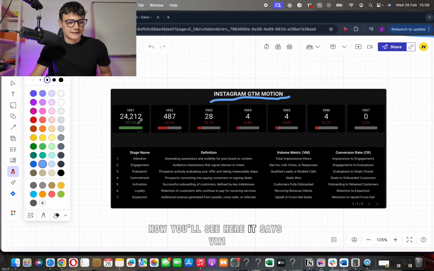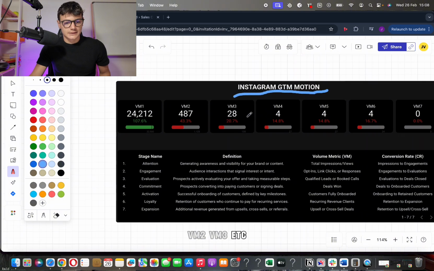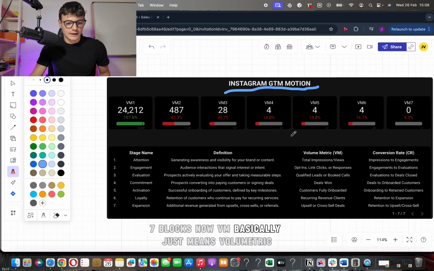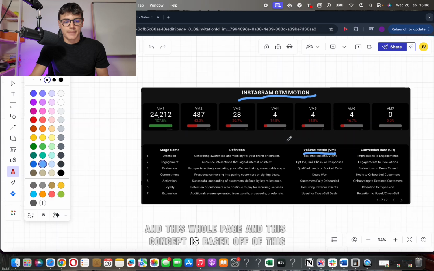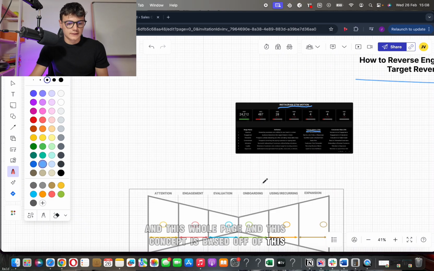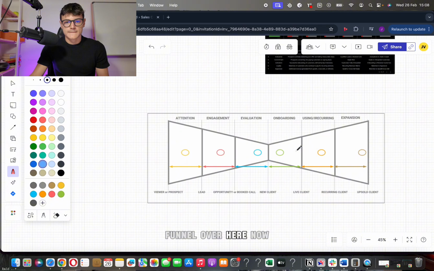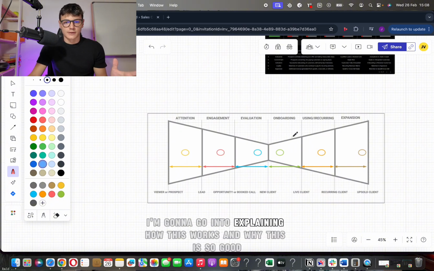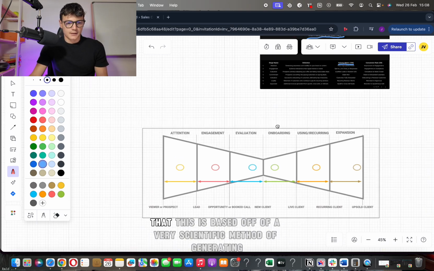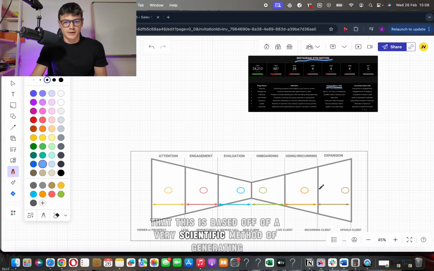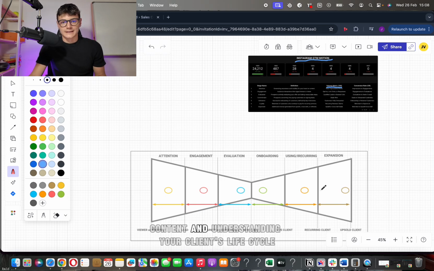Now, you'll see here it says VM1, VM2, VM3, etc. 7 blocks. Now, VM basically just means volumetric, and this whole page and this concept is based off of this funnel over here. Now, I'm not going to go into explaining how this works and why this is so good. I will probably be doing that in the next video, but all you need to know is that this is based off of a very scientific method of generating content and understanding your client's life cycle.